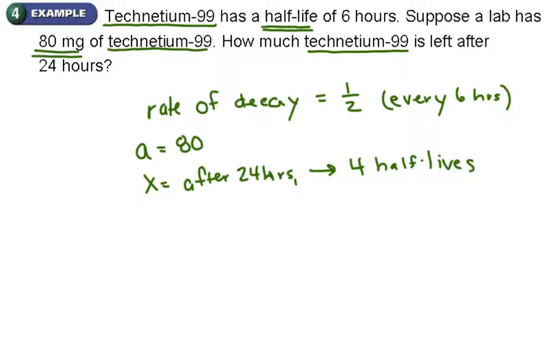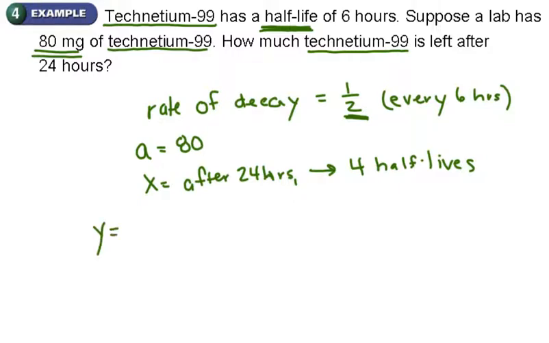Half-lives, right? Okay, so let's go over this again before I set it up because I know this can be a little bit overwhelming. So technetium has a half-life. That is our decay rate, so that's where that 1/2 is coming from. And it says every 6 hours. Suppose a lab has 80 milligrams of this particular chemical, so 80 milligrams is what we're beginning with. How much is left after 24 hours? Again, if a half-life is 6 hours and we have 24, then it breaks down at 6, at 12, 18, and 24. So that was 4 times.